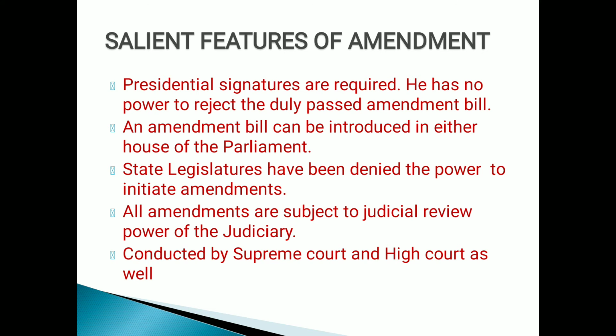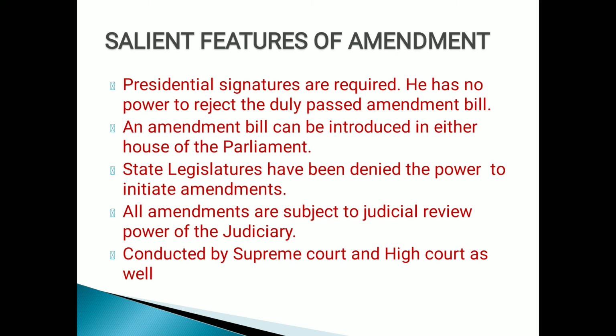Okay, so we are in continuation with that. Presidential signatures are required. He has no power to reject the duly passed amendment bill, right? An amendment bill can be introduced in either house of the parliament, right? Whatever bill they want to amend can be introduced in either house of the parliament. It does not require the prior approval of the president. Clear? Next, if you see, state legislatures have been denied the power to initiate amendments.